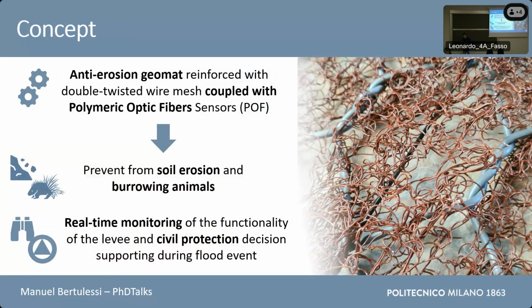In this case, we have a polymeric optical fiber that presents some advantages with respect to glass ones, because we have very high flexibility and very high resistance when it is placed in an external environment or in a position where there are strong solicitations that can undermine the integrity of the line. And our task is to create a geomat, an anti-erosion revetment that, for the structural component, prevents soil erosion and the activity of burrowing animals.